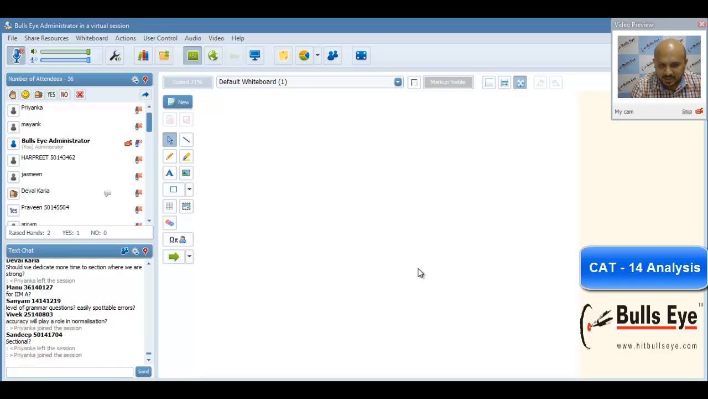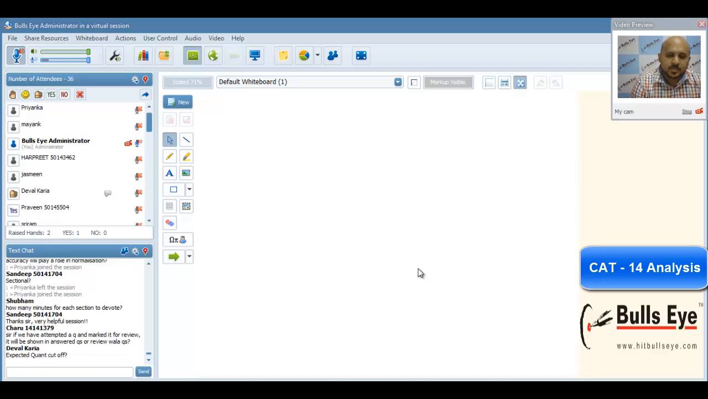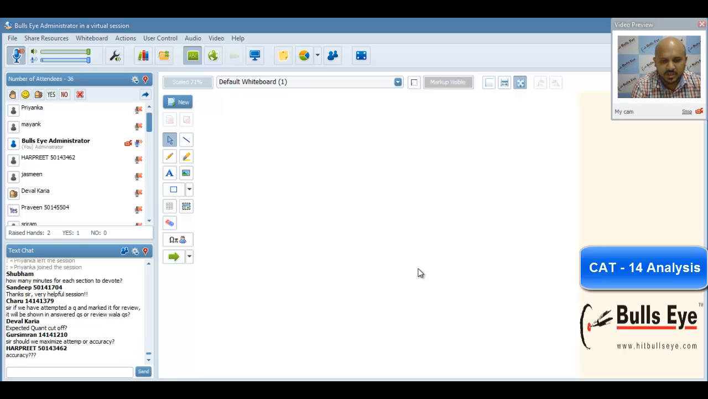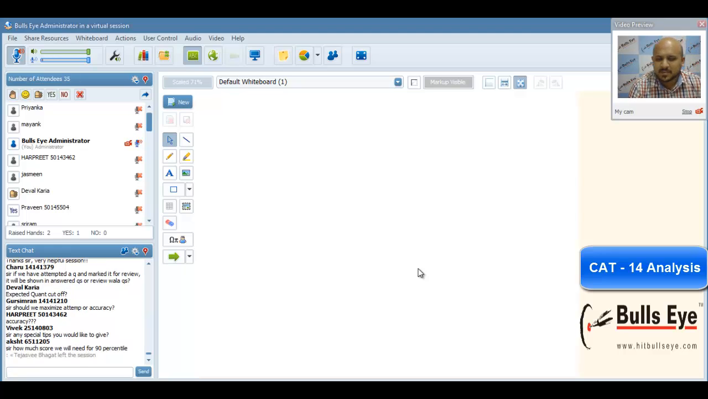So guys, that's all the information that I have today to share with you. Shubham, that depends upon your strengths and weaknesses. Yeah, it will be shown in the review screen. Gursimran, given the paper this time, keep a balance of both. So 65 to 70 with 80% accuracy, that's the best advice that I have right now.